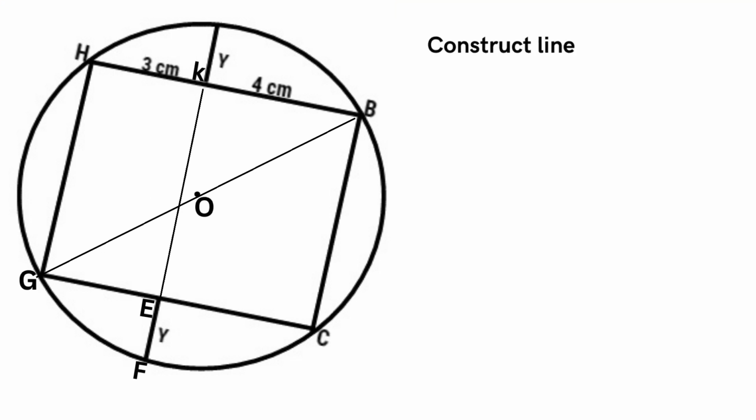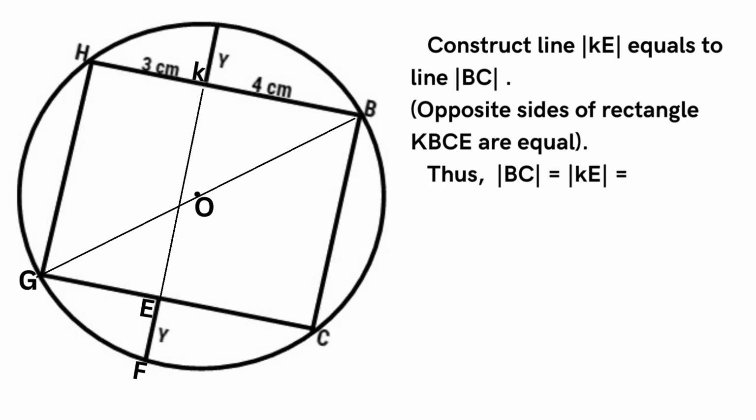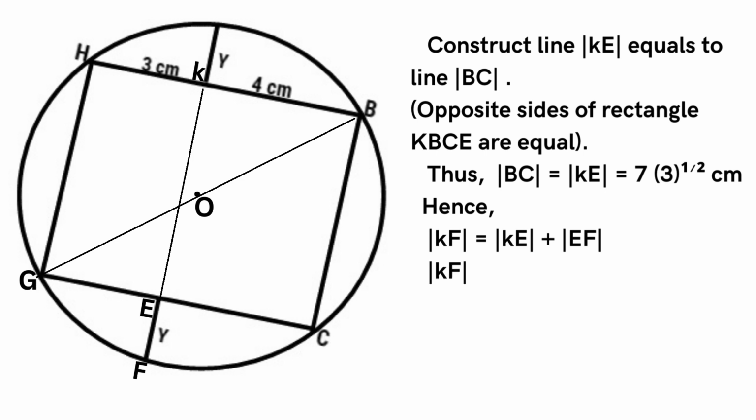Construct line KE equals to line BC. Opposite sides of rectangle KBCE are equal. BC equals KE equals the product of 7 and the square root of 3 in centimeters. Hence, substitute values and we have that KF equals the sum of the product of 7 and the square root of 3 and y.